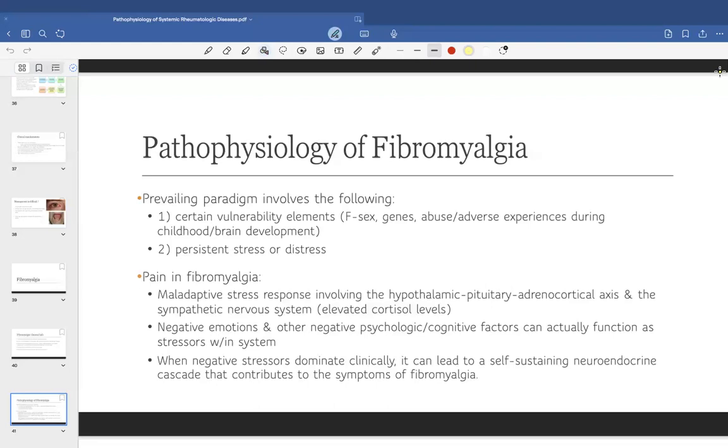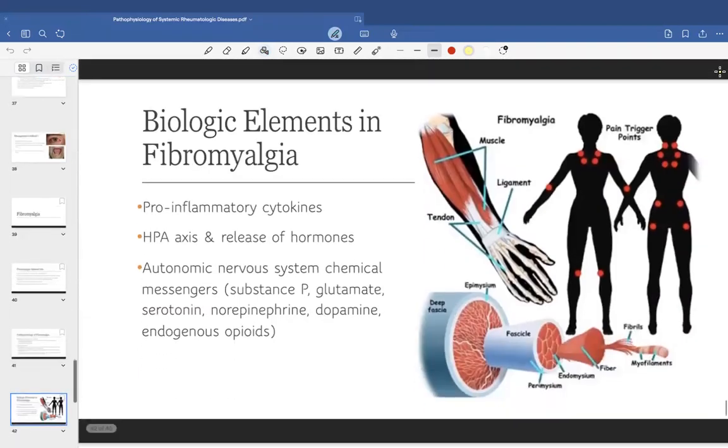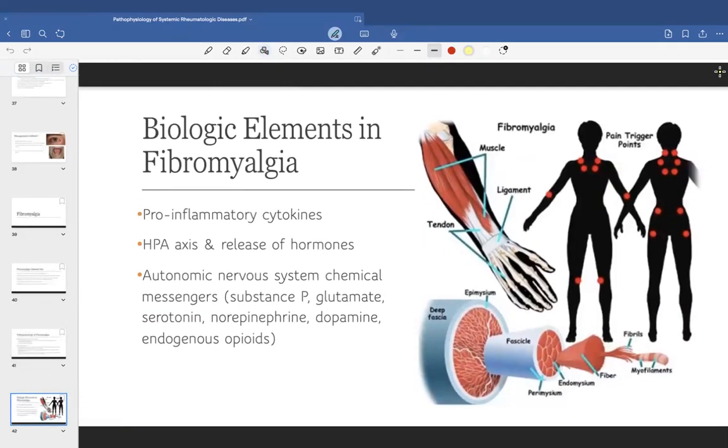Questions on fibromyalgia? It didn't advance. Did I? Yeah, I did. Back, there you go. Boom. I'm going to use this today. And this just kind of shows you. All right.